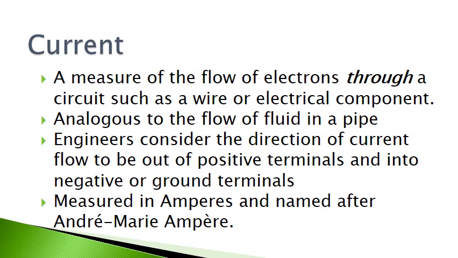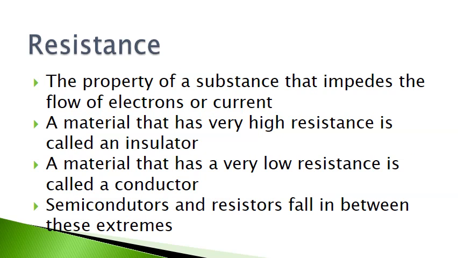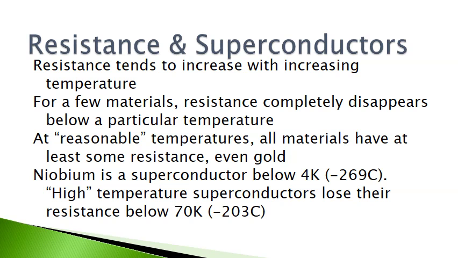Current is measured in amperes and is named after Andre Marie Ampere. The resistance is a property of a substance that impedes the flow of electrons or currents. A material that has very high resistance is called an insulator. A material that has very low resistance is called a conductor, like a wire. Semiconductors and actual purpose-built resistors fall somewhere in between these. Resistance tends to increase with increasing temperature.